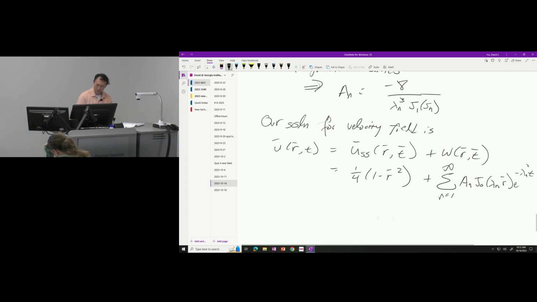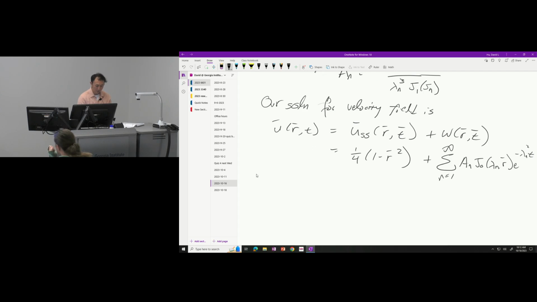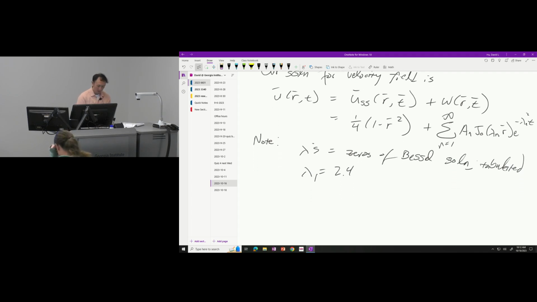All right. So lambdas are tabulated. Lambdas are the zeros of the Bessel solution, and they're tabulated. There are also, I think, formulas for them, but you could look up, for example, lambda 1 is 2.4. And the approach to steady state is dominated by the first term.